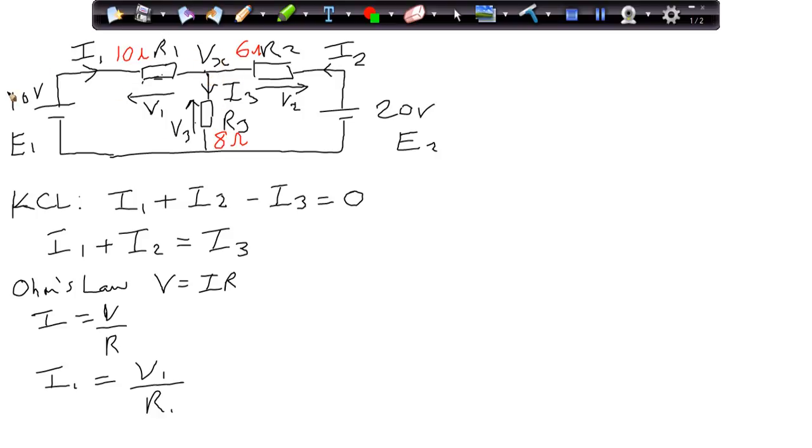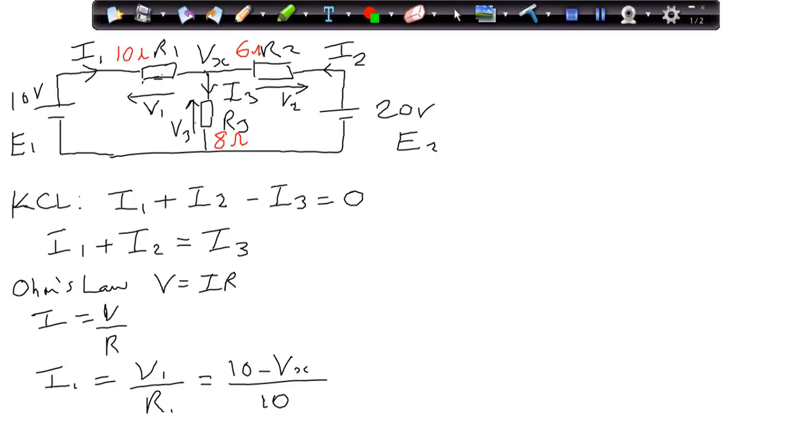We don't know this voltage, but we do know what this one is. If we assume this point here is 0, then this must be 10 volts. So V1 is actually 10 minus Vx. So we'll write that. So that's 10 minus Vx, and it's divided by R1. And R1 is 10 ohms. So the current can be represented by I1 equals the voltage across the resistor divided by the resistance, 10 minus Vx over 10.